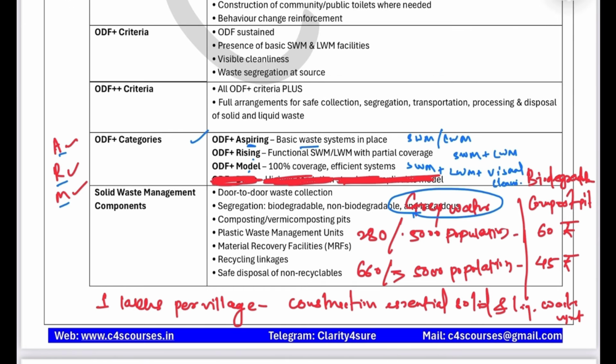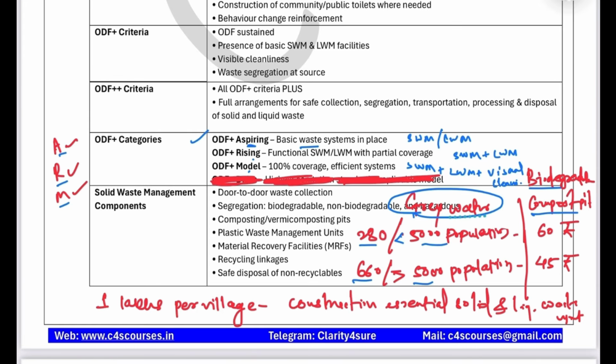Okay, the next important thing is gray water management. For gray water management, assistance is given. This is really important, please pay attention. For population less than 5,000, you will get 280 per capita. For population more than 5,000, you will get 660 per capita.